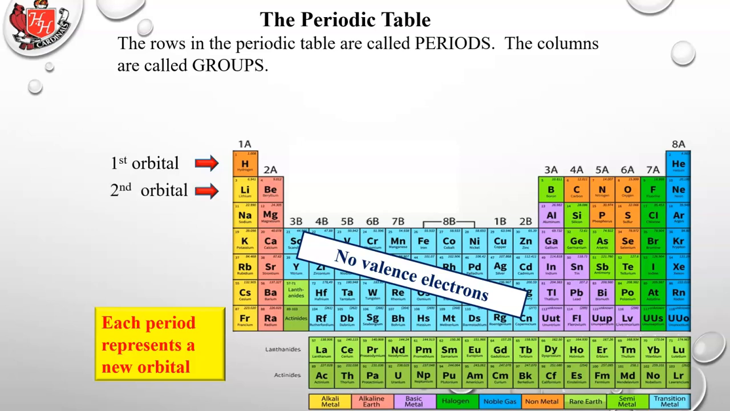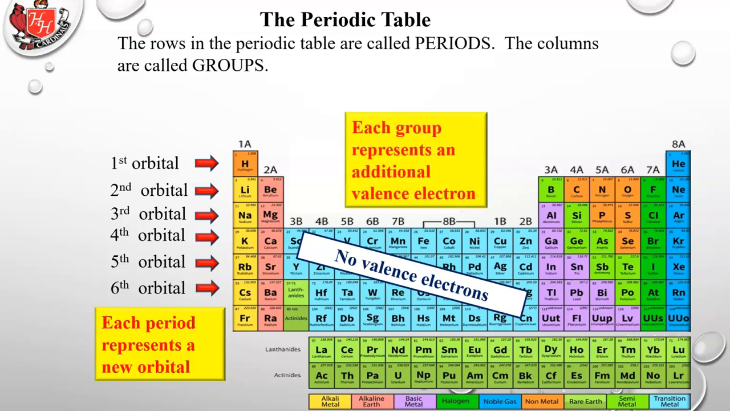The second row represents the second orbital, the third row, the third orbital, and so forth all the way down to the bottom. Each group, that is each column, represents an additional valence electron. Remember, valence electrons are the electrons in the outermost shell. Those are the ones that get involved in chemical bonding, so they're the most important. So the first column represents one valence electron.